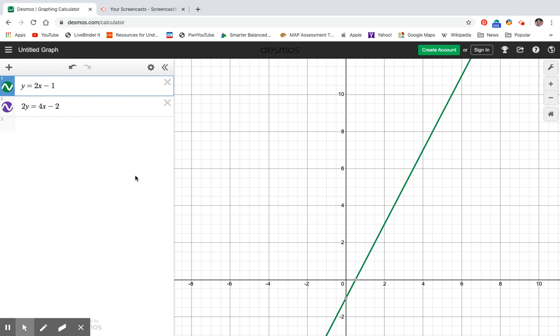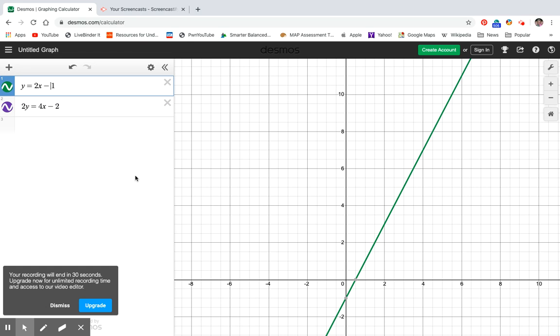Okay, so two lines that intersect, you're going to be looking for that point of intersection. Those two lines are consistent and independent, and that's really all there is to it. So use your Desmos and try some of these on your own.